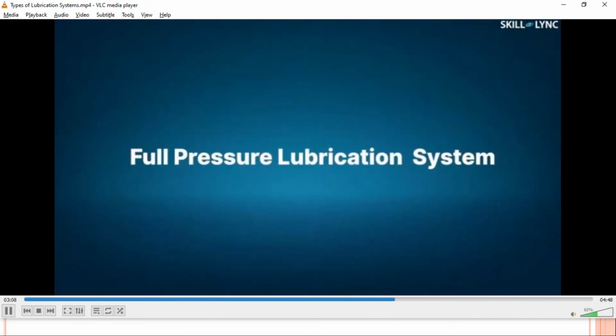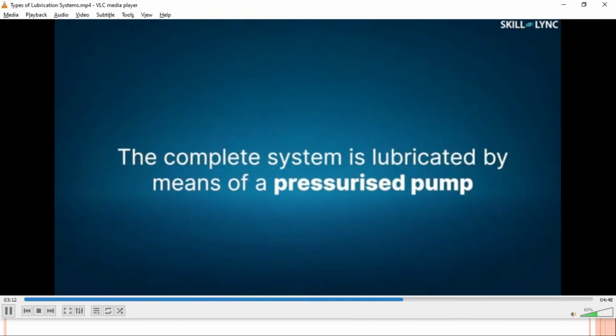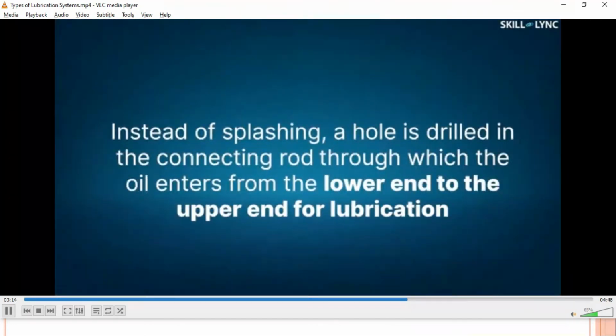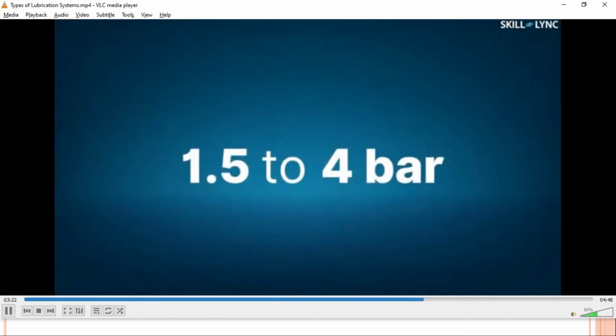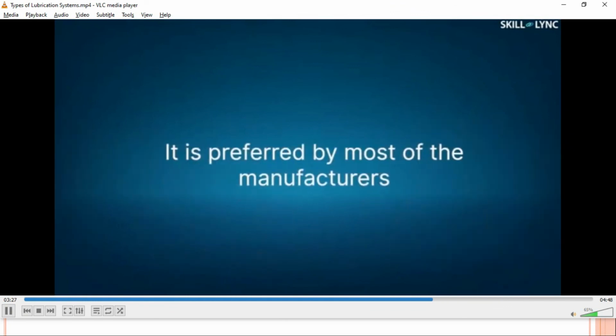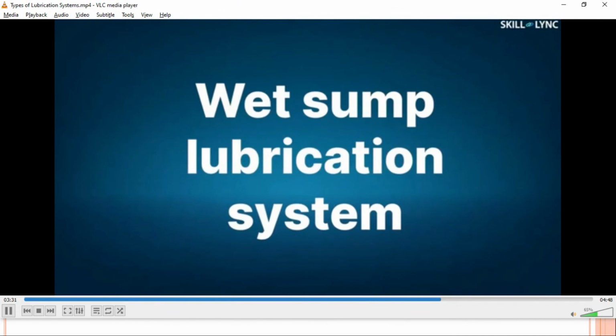The next type of wet sump lubrication is the full pressure type system. The complete system is lubricated by means of a pressurized pump. Instead of splashing, a hole is drilled in the connecting rod through which the oil enters from the lower end to the upper end for lubrication. This system can supply the lubricant at a pressure of 1.5 to 4 bars, and it is preferred by most of the manufacturers. Well, that's all about the types of wet sump lubrication.